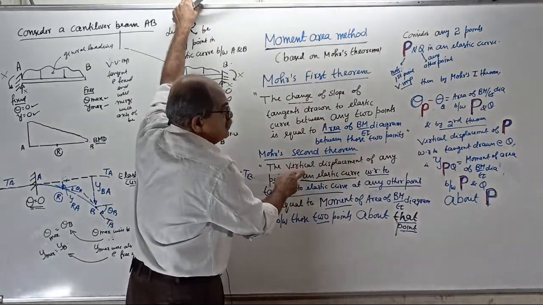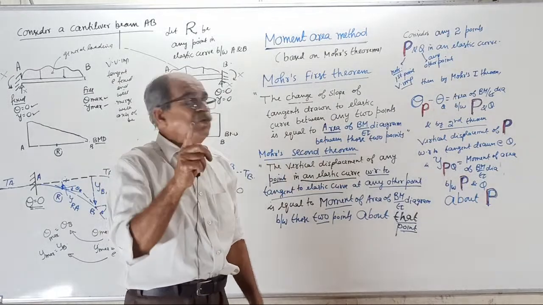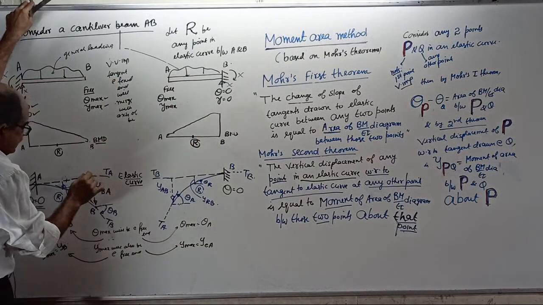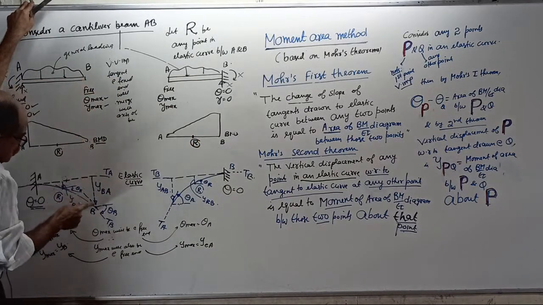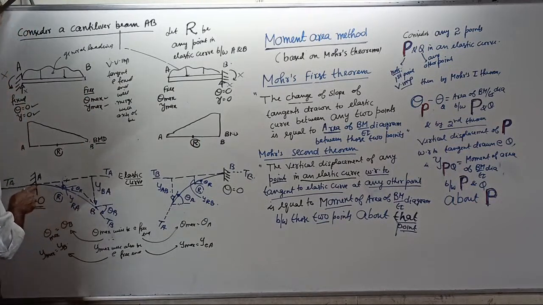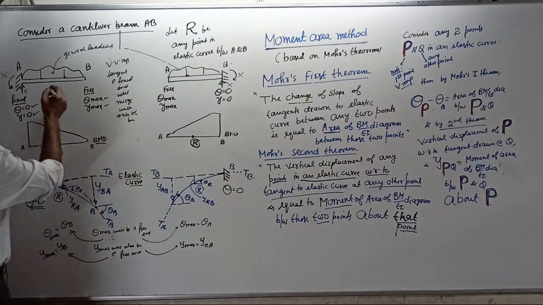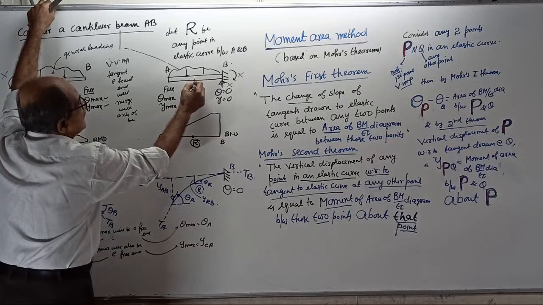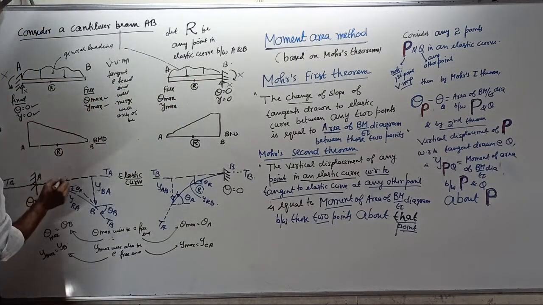So when you use Moore's second theorem, your point should be in the elastic curve. See, your point B is here. In the elastic curve, point B has gone here. You should not take B there. You should take B here. A will remain there only. And some random point R, I have taken here. R means random point, R. Initially it is here, but see, now it is somewhere here. It has moved.